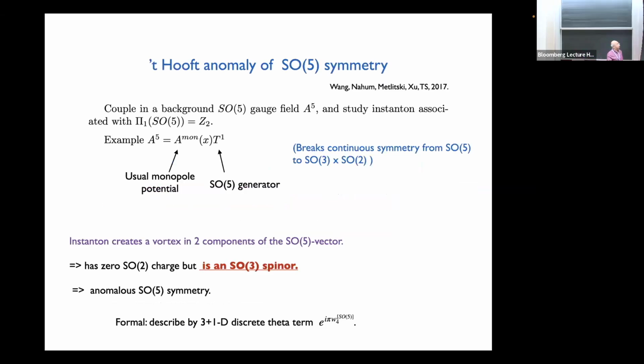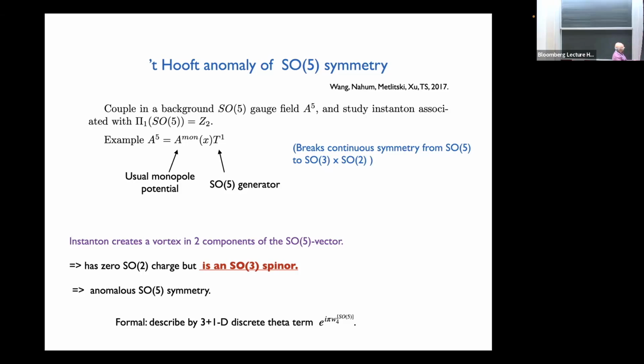Now let me describe a part of this anomaly, just the SO5 part. The time reversal part I can tell you about, but it's a bit more complicated. So imagine you couple in a background SO5 gauge field, let me call it A5, and you study instantons associated with pi1 of SO5 being Z2.